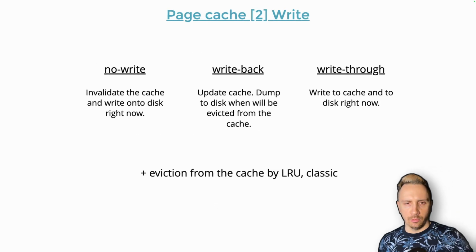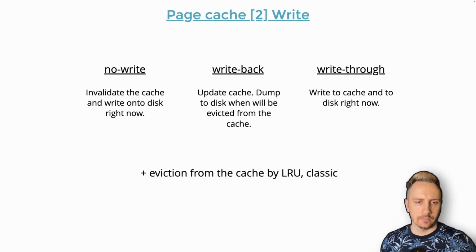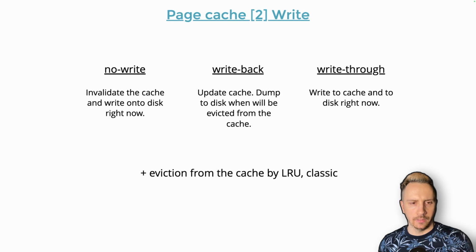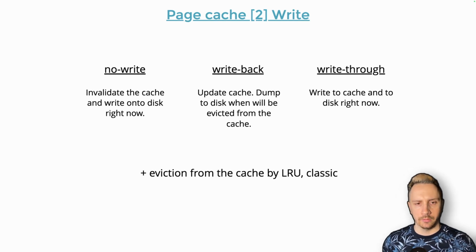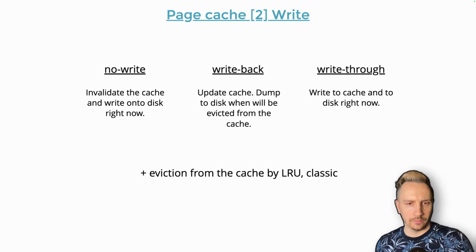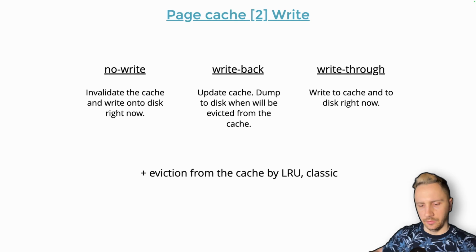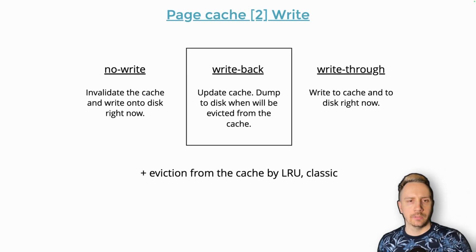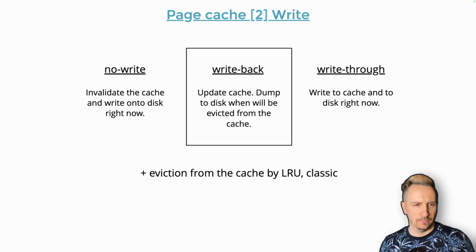And there are different policies for writes. One is no write, so we could invalidate the cache and write on disk right now. Write back, where you write into the cache, and then eventually we will write it to the disk when it gets evicted from the cache or by timeout or whatever. And write through could be that we write to the cache and to the disk. And usually write back is used. It's just the default. You can though regulate it.